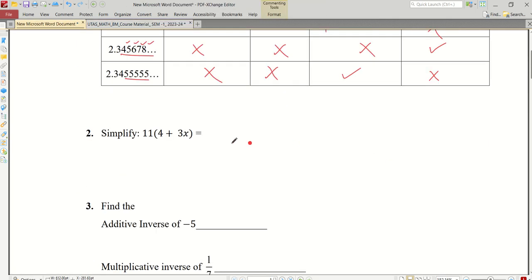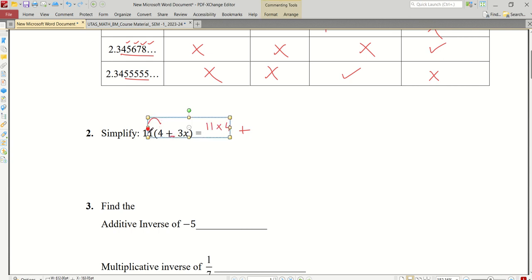The question is here. What is the output of this one? 11 into this bracket. So what will we do? First, we will multiply here. This question I took from the assignment, okay? And then here. So what will we do? First, we will multiply 11 into 4. 11 times 4. Then what is this? Plus. Plus. What do you need to write now?